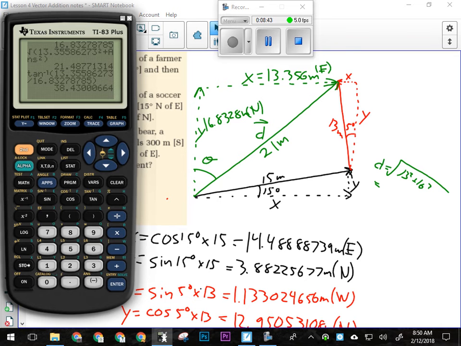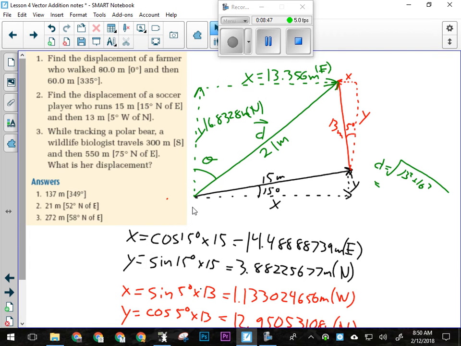All right, so I'm getting an angle there of 38 degrees. I've only got two significant figures, so I'll leave it at that. So in the end here, my final answer would be that the total displacement is 21 meters at 38 degrees. Which direction is that?